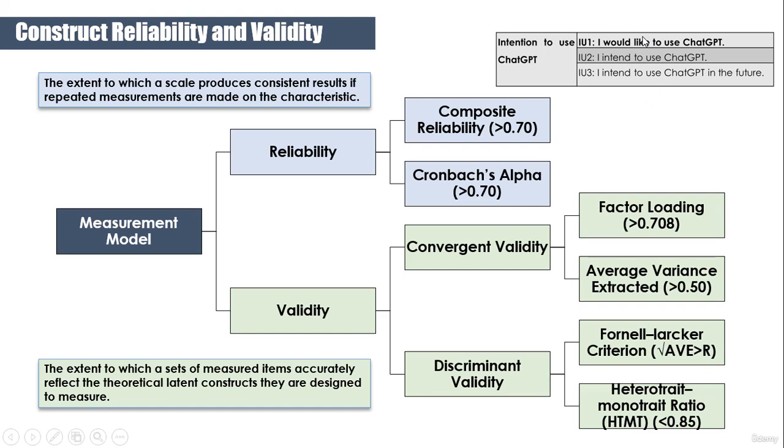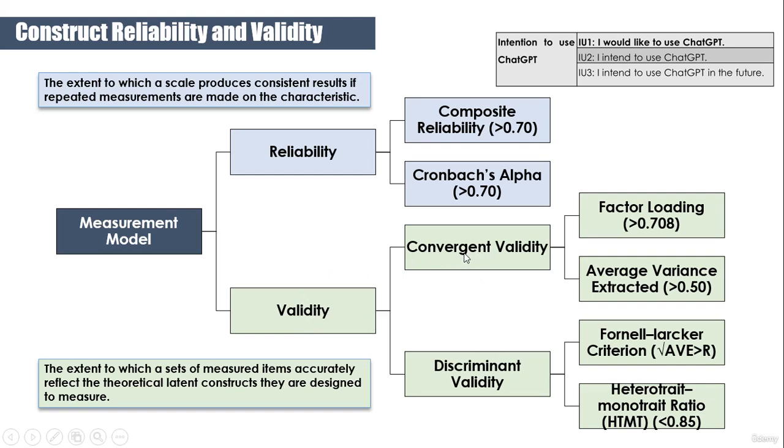So in order to have validity, the items should properly measure this particular construct. For example, I am asking about intention, but in the questions I have asked how much loyalty they have, or how much satisfied they are with ChatGPT. At that time it will not be valid, because in the questionnaire I am asking about satisfaction, but the construct is intention to use in the future. That means there is a lack of validity in the items and in the construct. That's why we need to determine the validity by using these two things.